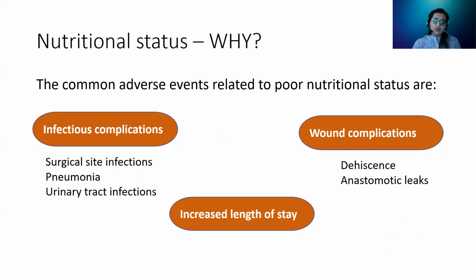Why is optimization of nutritional status so important? It is because poor nutritional status is related to infectious complications like surgical site infections, pneumonia, urinary tract infections. And also the risk of wound dehiscence and anastomotic leaks is higher. Postoperative length of stay may also increase in poorly nourished patients.